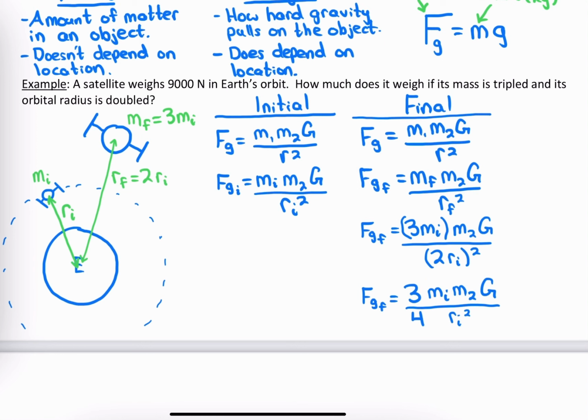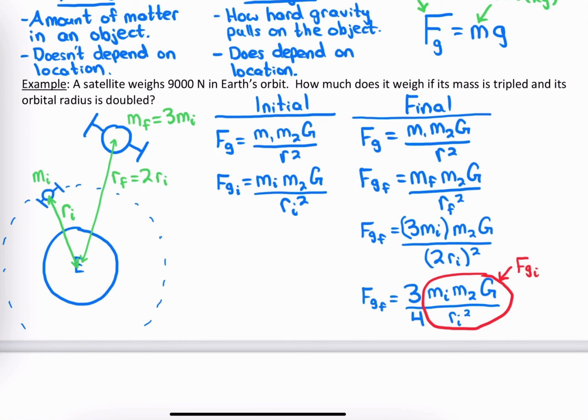So now, you might notice, I have something that's looking a lot more like what I have on this side. This piece right here is exactly the same as this over here. This is Fg initial. So what this formula tells me is that my new weight is 3/4 times my old weight.